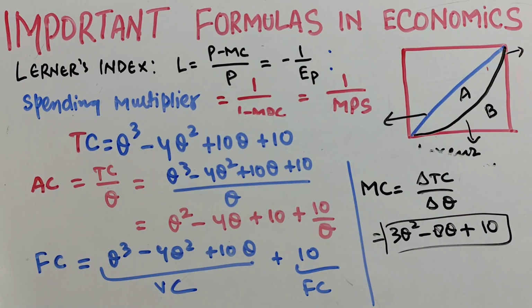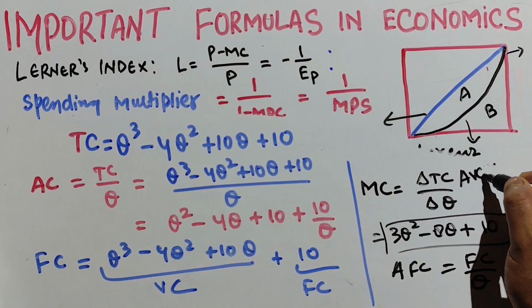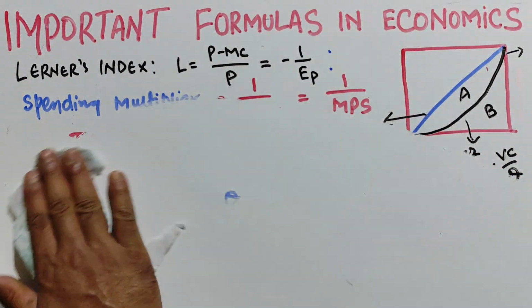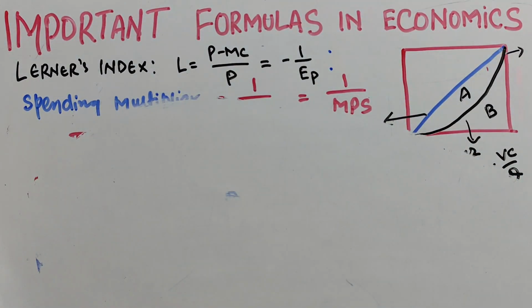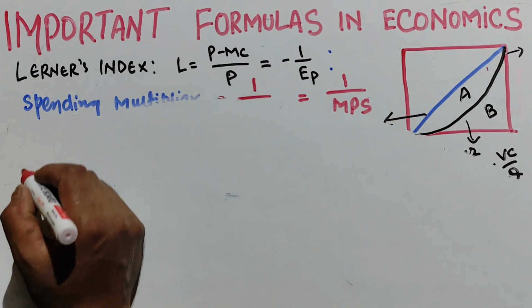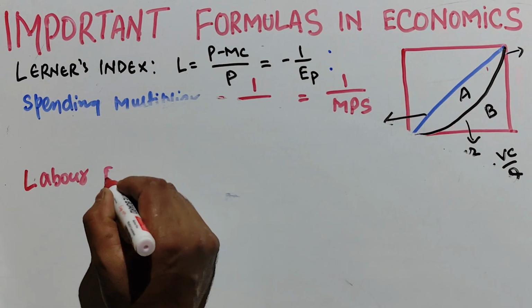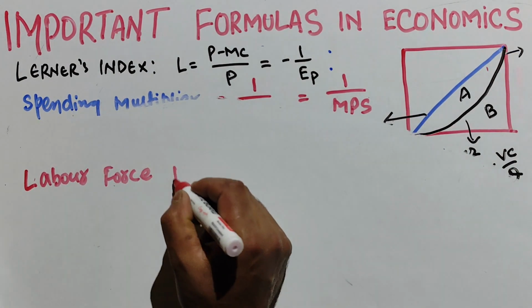Similarly, we can find the average fixed cost, which is equal to total fixed cost upon output, or we can find the average variable cost, which is equal to variable cost upon output. So this was all about these costs. Now let's take another formula. Let us find out the labor force participation rate.